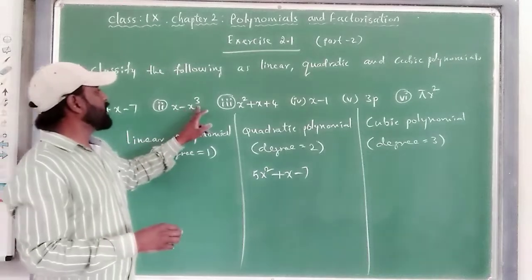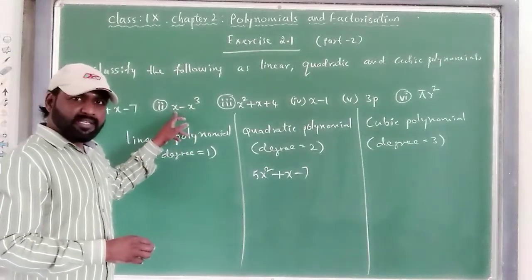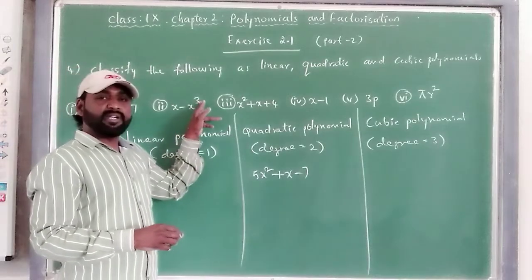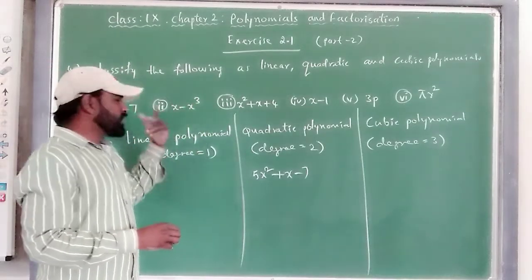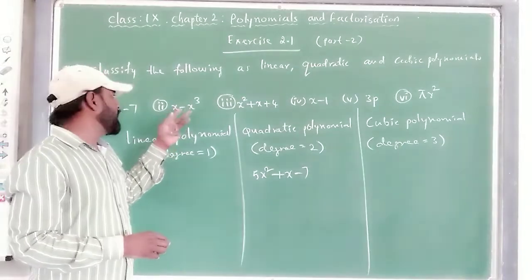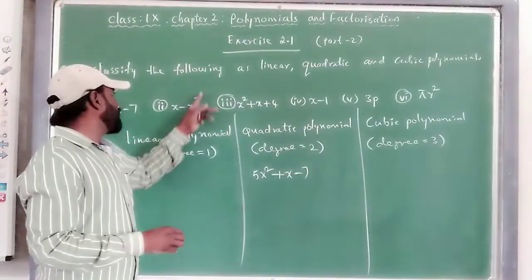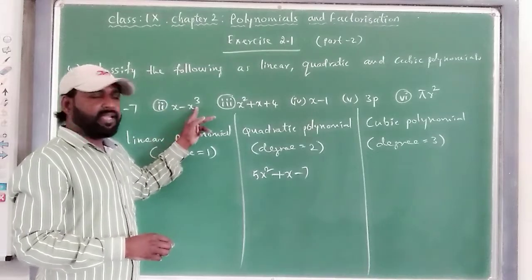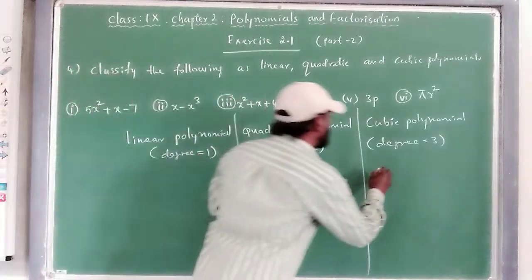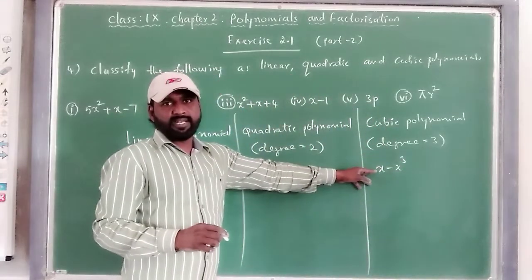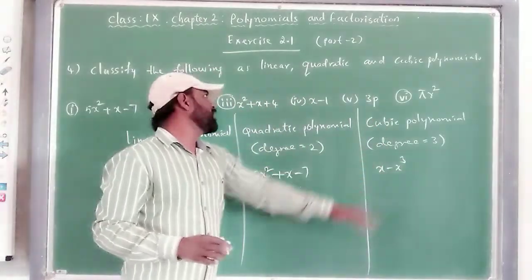Next, x minus x cube. The first term is x, its degree is 1. Second term is minus x cube, its degree is 3. There is the same variable in the 2 terms, but the degree of the first term is 1 and the degree of the second term is 3. The entire polynomial's highest degree is 3, so it is a cubic polynomial. So x minus x cube is a cubic polynomial. Since the degree is 3, it is called a cubic polynomial.